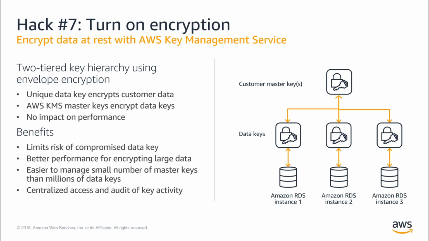RDS uses what we call a two-tiered key hierarchy. So we encrypt the data with a unique key, and then we use a master key to encrypt that key. And this means that things like key rotation don't have any impact on performance. It limits the risk of a single compromised key, and gets better performance for encrypting large amounts of data.